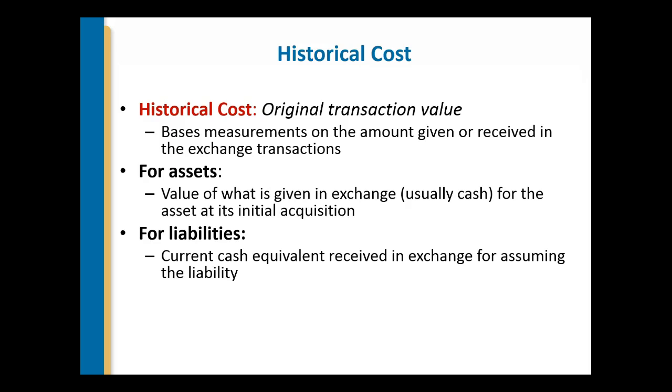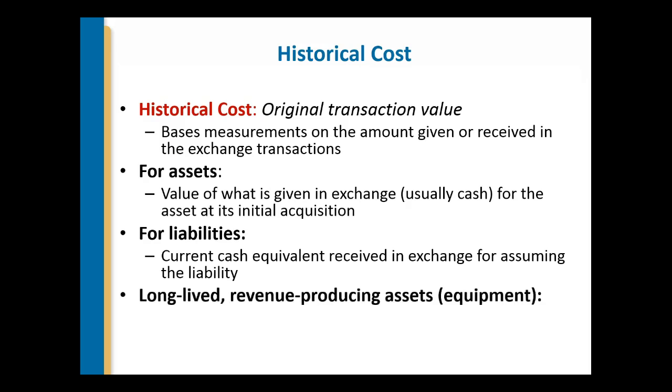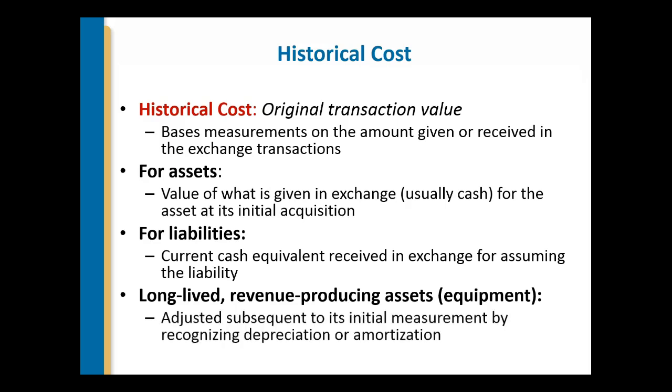Now, for liabilities, it's the current cash equivalent received in exchange for assuming the liability. Historical cost for long-lived revenue-producing assets, such as equipment, typically is adjusted subsequent to its initial measurement by recognizing depreciation or amortization.